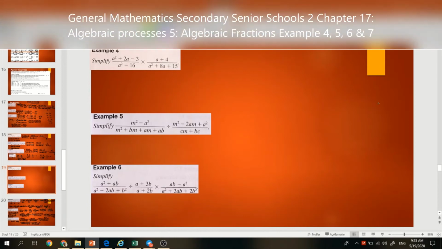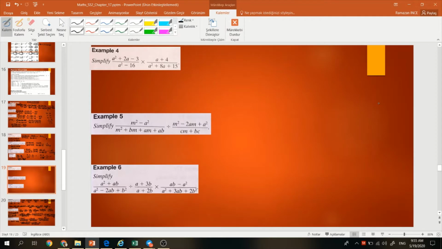My students, we are going to solve question 4, 5, 6 from chapter 17. We already did it in our class, but just as a revision, I'm going to solve it again, then you can watch it. Now, we need to factorize each of the 4 of them because there are 4 different expressions here. One is a square plus 2a minus 3, one is a square minus 16, one is a plus 4, one is a square plus 8a plus 15.